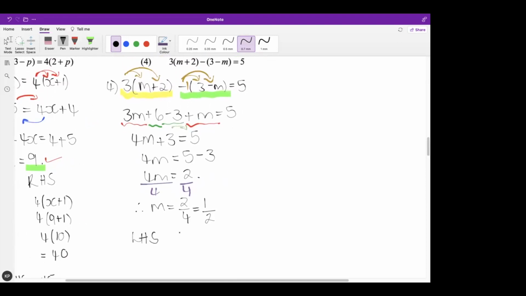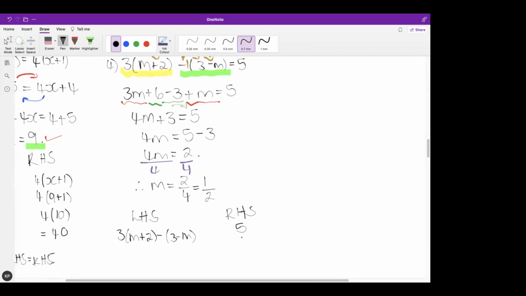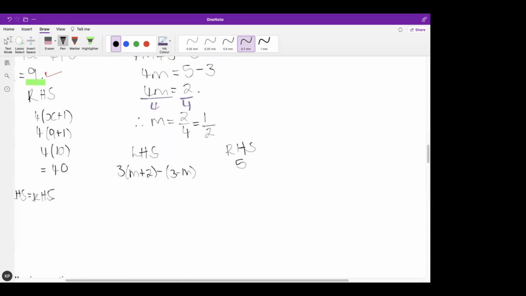Left-hand side, right-hand side. So my left says 3 times m plus 2 minus 3 minus m. And my right-hand side is just a 5. Okay, let's see. M is a half. So a half plus 2 minus 3 minus a half. Okay, let's get checking. What is a half plus 2?